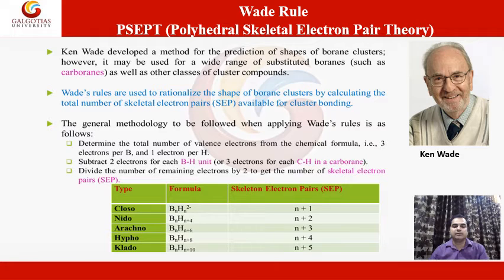If we have the general formula for clusters BnHn plus 8 and we get the number of electron pairs, that is SEP, n plus 4 after calculation, then it will come in the category of hypho class. And at last, if we get n plus 5 SEP electron pairs whose formula is BnHn plus 10, then it comes under the class of clado clusters. So this is how we can calculate and predict the shapes of different clusters like boranes and carboranes, etc.